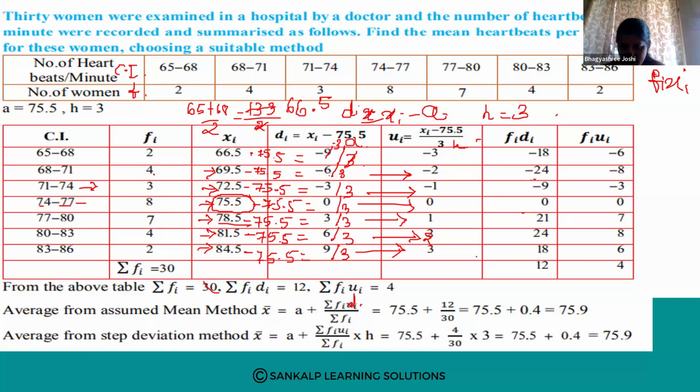Next we'll calculate sigma Fi di. So here negative values are minus 18, minus 24 and minus 9. So 8 plus 4 that is 12, 12 plus 9 is 21.